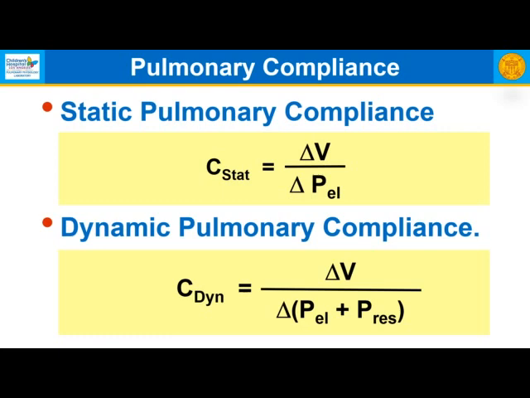Dynamic pulmonary compliance is when somebody is actively breathing. So this is going to be change in volume over the sum of elastic pressure plus resistance pressure, or transpulmonary pressure during breathing. So we can do this, but dynamic compliance, I think you can see, is going to tend to be a little bit less than static compliance because you're adding this factor when you divide volume.